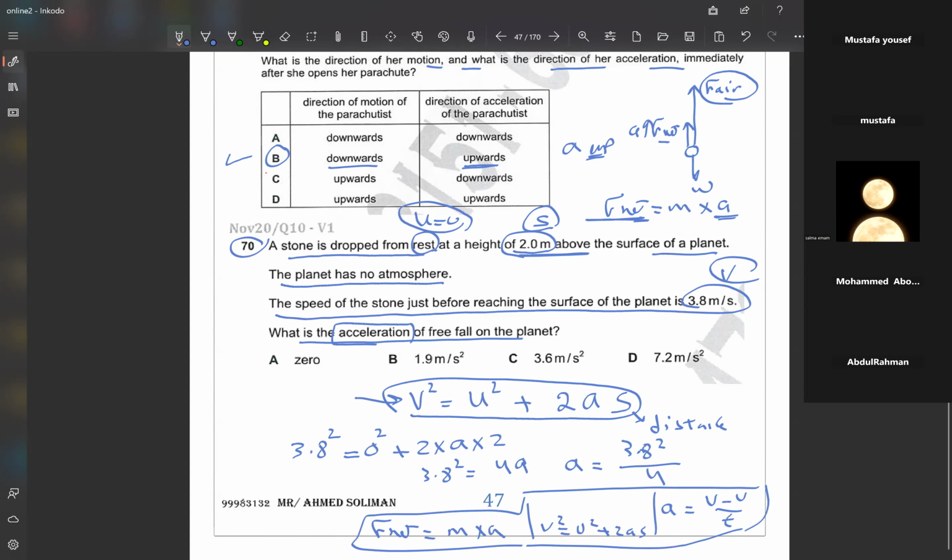For the whole syllabus, right? If you have a change in velocity v and u and the time, you can use this one. If you have a change in velocity v and u and the s distance, you can use this one. If you have forces and the mass, you can use this one. In this example, we have only distance and initial velocity and the final velocity. We don't have mass, for example. So these are the only three formulas you have to know for acceleration. Yes. Okay.